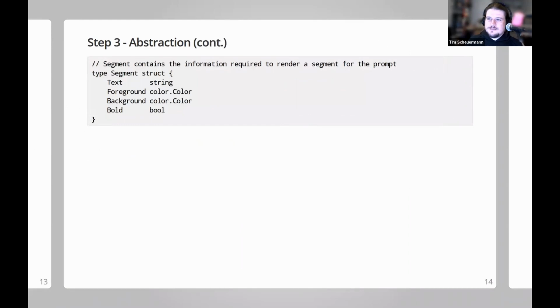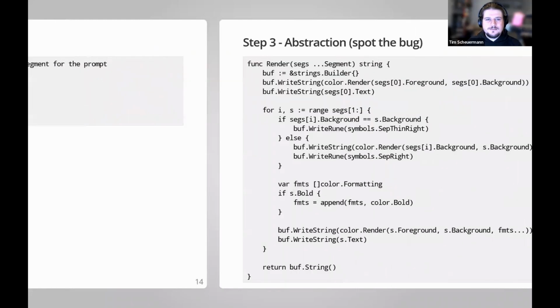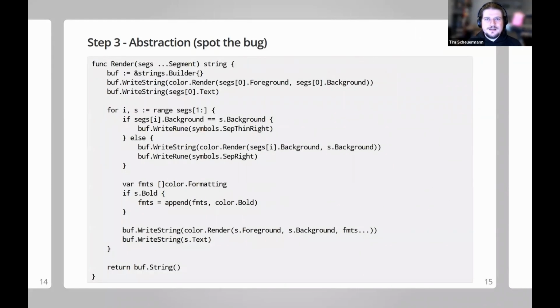The segment itself is really simple. I thought about allowing the user to add their list of formatting options, but it turned out for my needs I just needed bold, so I inserted a Boolean for that. As you can see, it's really simple: it's just the text you want to display, the foreground color, the background color, and everything else is handled by this function. Also, spot the bug.